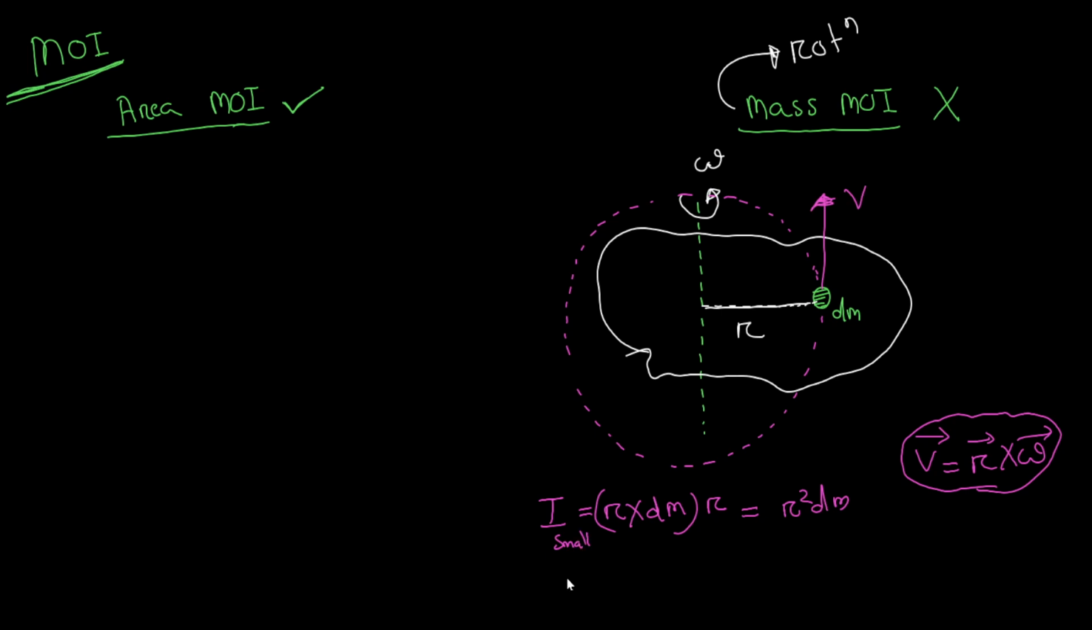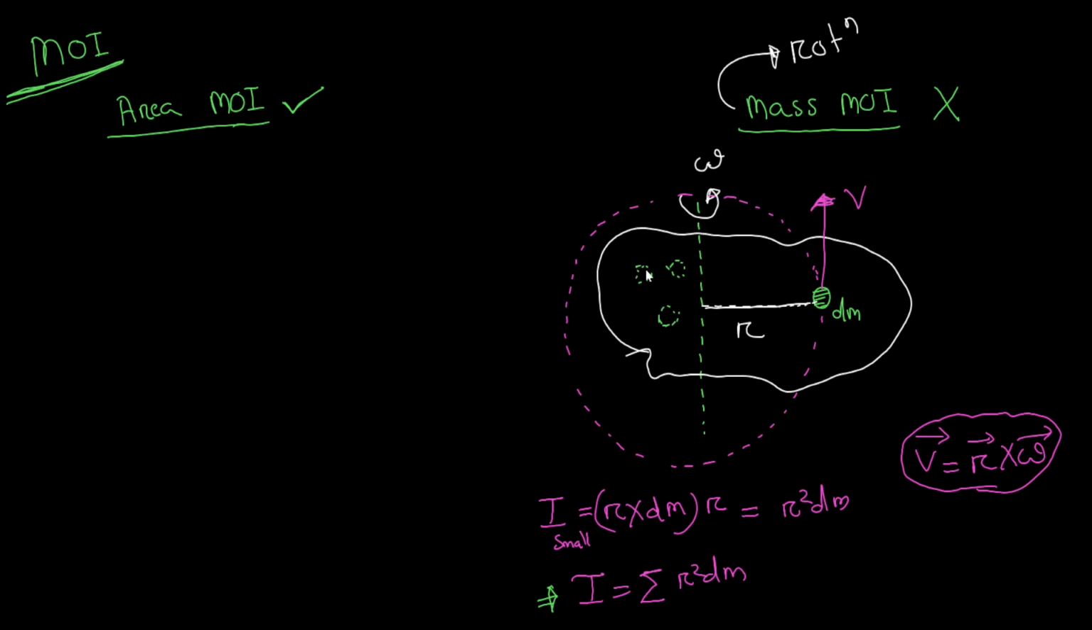For the total mass, how will we calculate? Suppose there are a number of masses, so in mathematics I will write the summation of all these r square dm. There are different masses in the object, dm1, dm2, likewise. We will calculate for all these, then we will get the mass moment of inertia of the object. Okay, this is the formula.